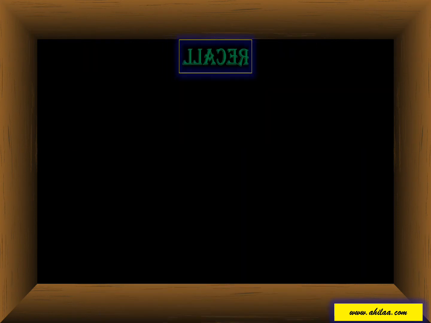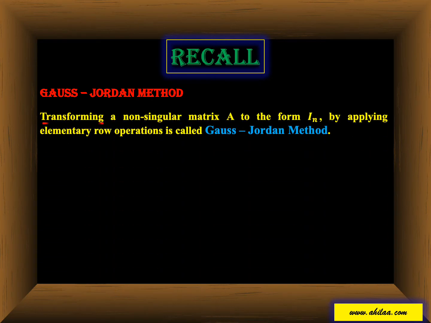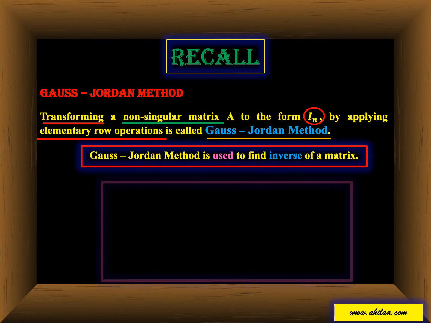Dear children, let us recall a few points now. Gauss-Jordan method: transforming a non-singular matrix A to the form In, that is the identity matrix of order n, by applying elementary row operations is called the Gauss-Jordan method. The Gauss-Jordan method is used to find the inverse of a matrix.